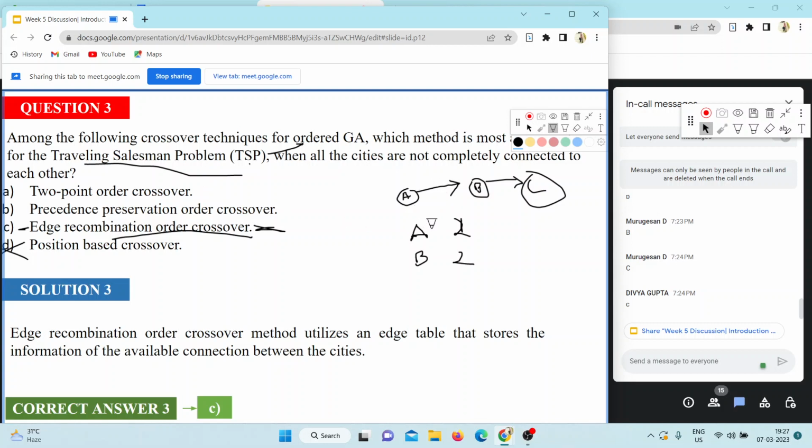we are concerned with the position of cities. We have to look at which city is connected to which city. With other GA like two point crossover or precedence crossover, we are actually not getting these arrow marks. We don't know from which bit we have to go to which bit. So for this problem we will solve by edge recombination order GA. So this is the thing.